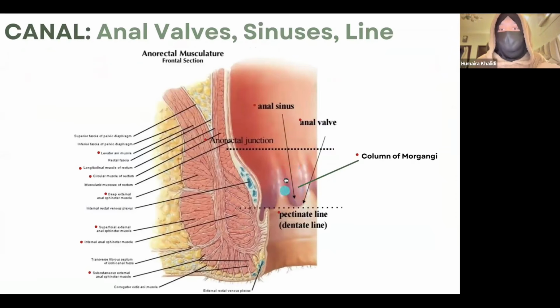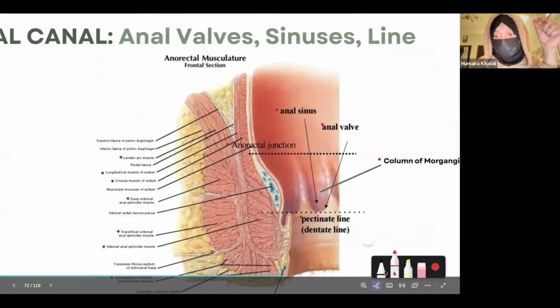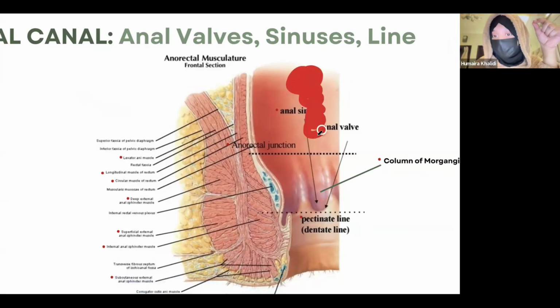And these are the anal sinuses. So this is going to be the anal sinus. And what happens is there's fecal matter that gets stuck in this, because the feces is going to come from here. Imagine feces coming here, and then it gets stuck here in between these. And that's what causes abscesses. But that's not important. Don't worry about it.